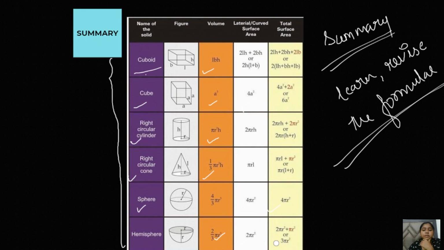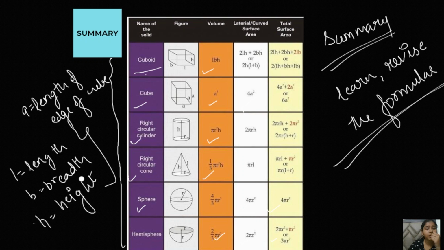So let me just write here, A will be the length of the edge of the cube, L is length, B is breadth. Why am I writing this again and again? Because the more times I write this, the more you will be able to retain it. It will be retained in your mind. So that is why I'm writing again and again what is this R, what is this H, so that you people won't forget.